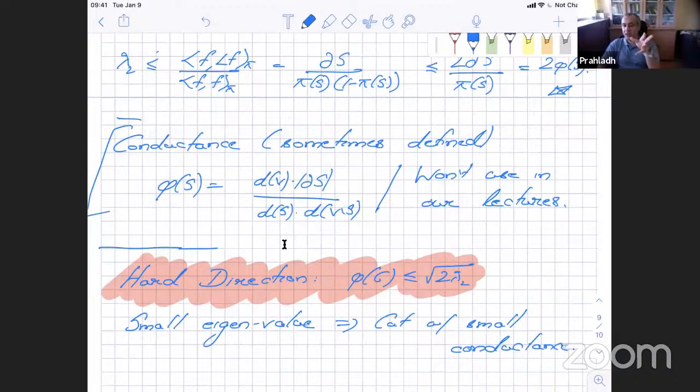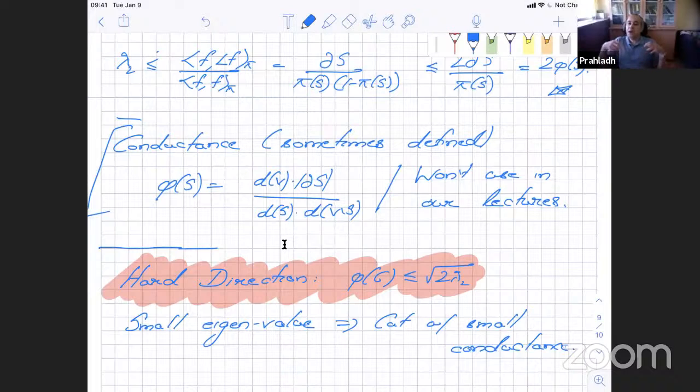You give me a second eigenvalue, an eigenvector. In fact, the way we'll prove it is a very strong statement. You give me a vector orthogonal to the all ones, which has a small Rayleigh coefficient. So in particular, the second eigenvalue is small. From the belly of this vector, I will extract a set S such that the conductance of that set is really tiny.